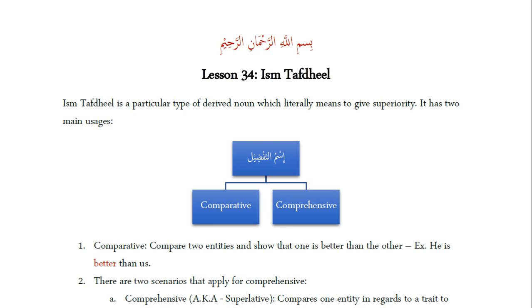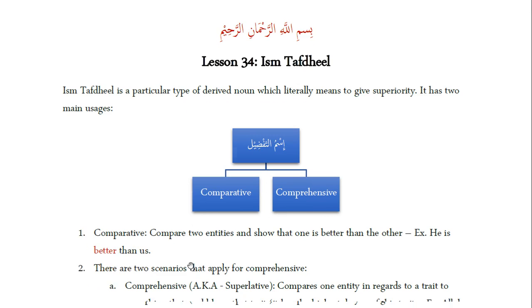So Ism Tafdheel is a particular type of derived noun which literally means to give superiority, right? And it has two main usages. So Ism Tafdheel is used for comparing two objects, or comparing an object to everything that could have that potential quality that they're being compared about, right? Let's just take a deeper look at these.